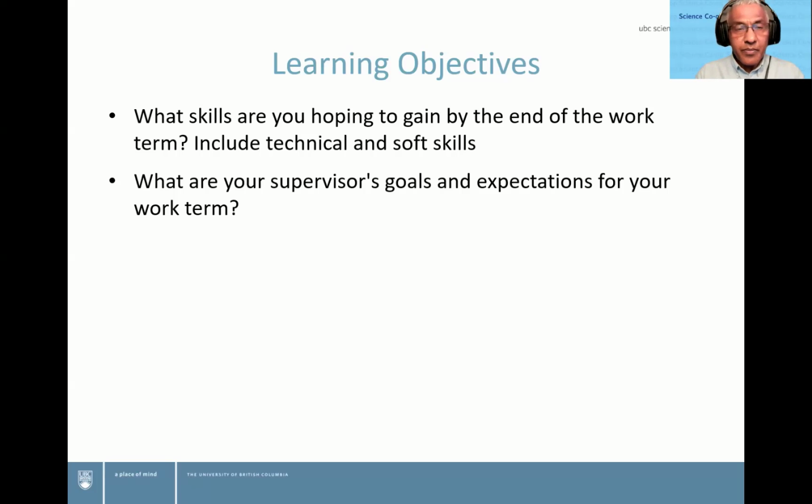co-op work term. Also, pay attention to what your supervisor's goals and expectations are for your work term, because you will be responsible for meeting those goals and expectations.